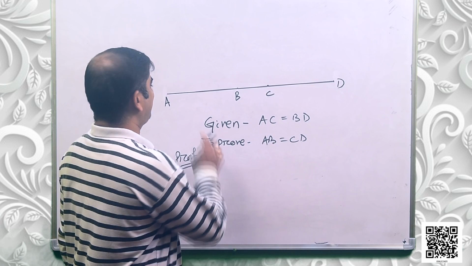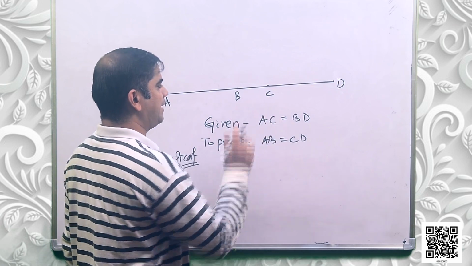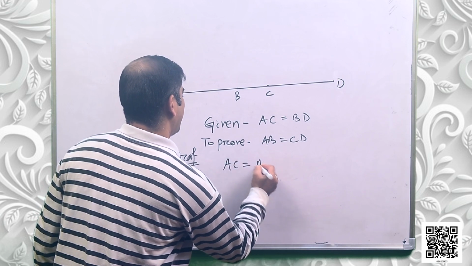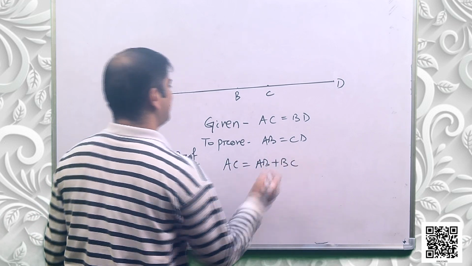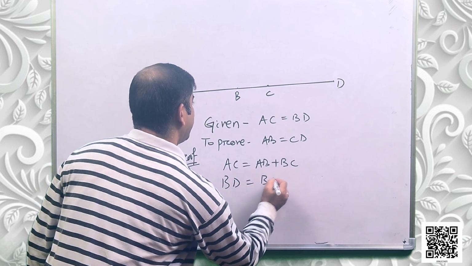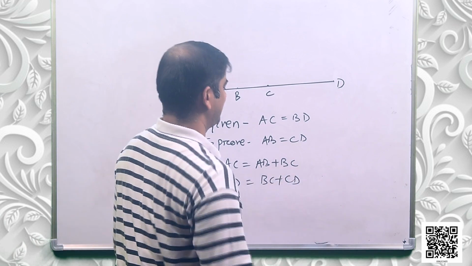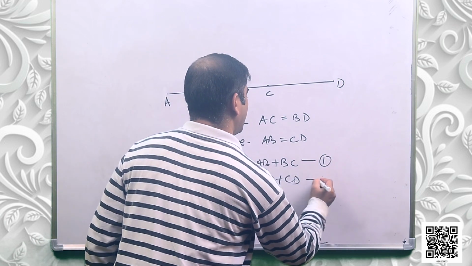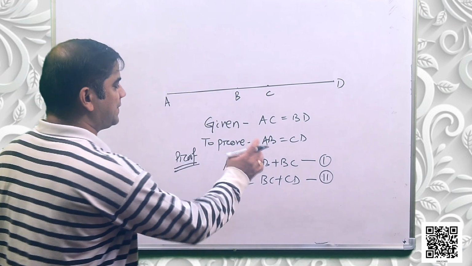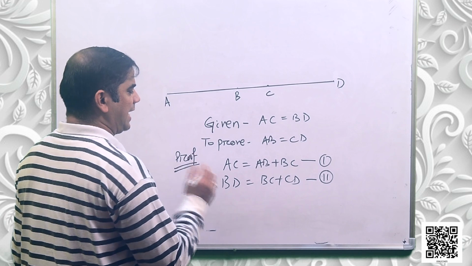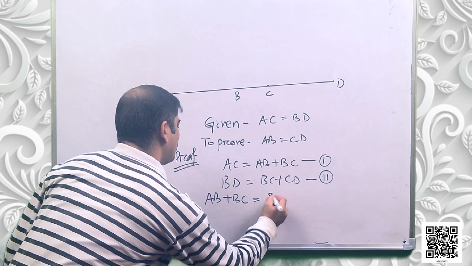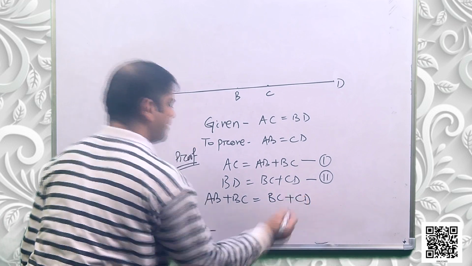As per the given data, AC is equal to BD. So we can write that AC is equal to AB plus BC, and BD is equal to BC plus CD. Let us take this as equation 1 and this as equation 2. From these two equations, I can write that AB plus BC is equal to BC plus CD.